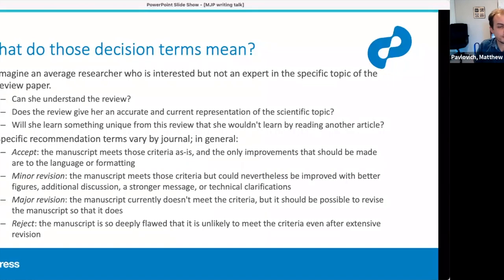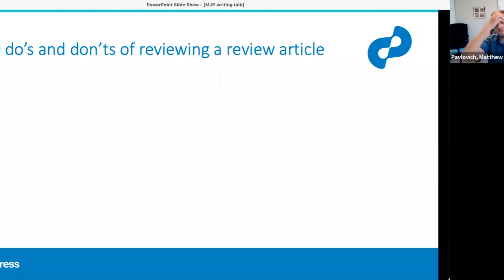So my advice to reviewers is, if the manuscript meets those criteria as is, and you can improve the language or the formatting or whatever, but it's good to go, that's accept. If you see minor revision, that means the manuscript meets those criteria, but it could still be improved: better figures, add some paragraphs, make some clarifications. I think major revision is when the manuscript doesn't meet those criteria yet, but it could if you put some effort into it. And really, the only reason that I'm looking for a reject decision is if the manuscript is so deeply flawed that it does not and can never meet those criteria. This is different from journal to journal, editor to editor, but this is how I like to think about decision terms.